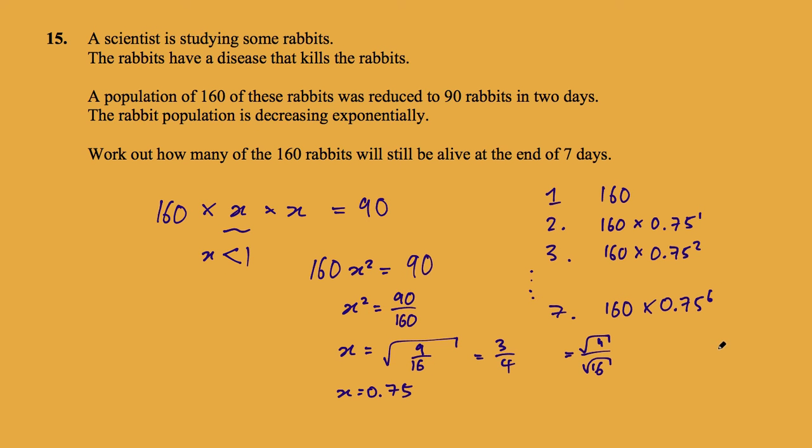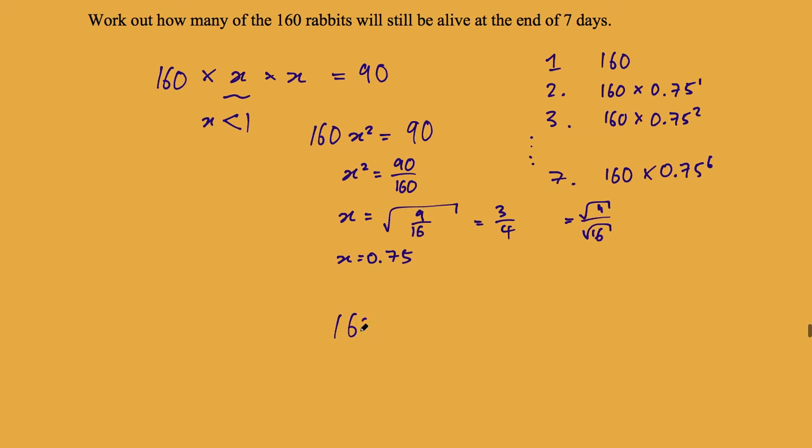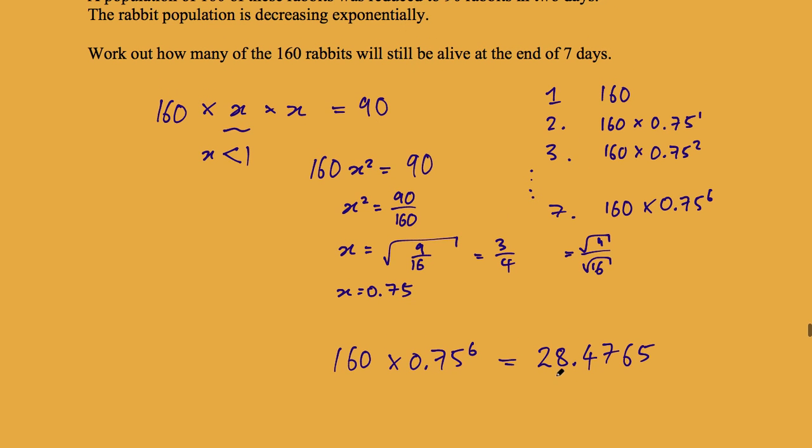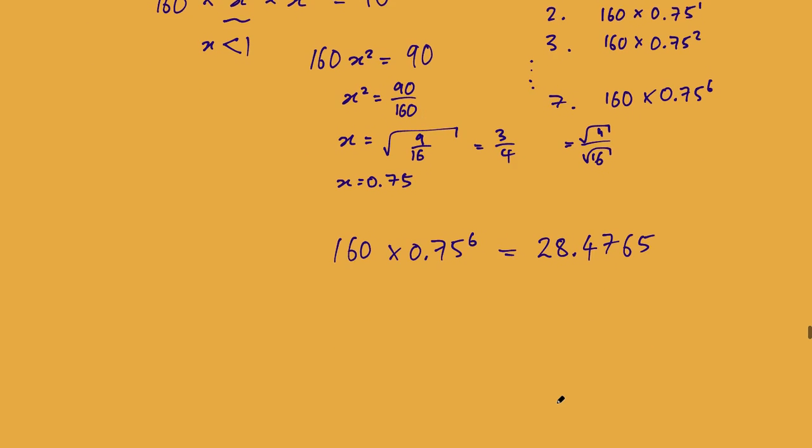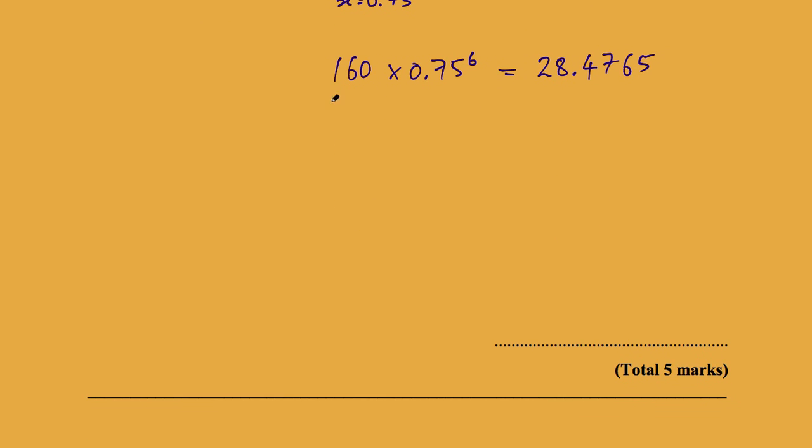So on my calculator then, 160 times by 0.75 to the power of 6 is 28.4765, which leaves me with roughly 28 rabbits. The mark scheme I expect will say 28 or 29, depending on how you interpret that number. But if you've shown working and shown how you got there, then you will get the marks for that.